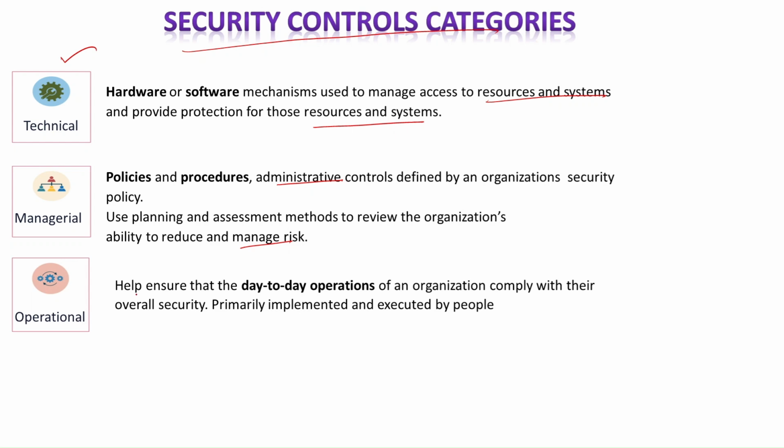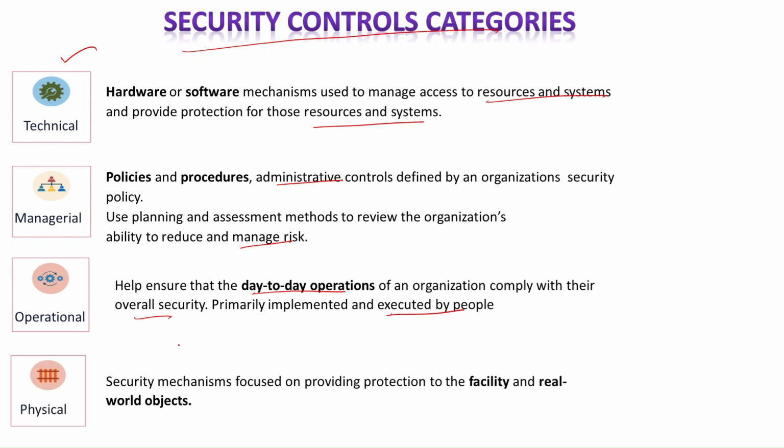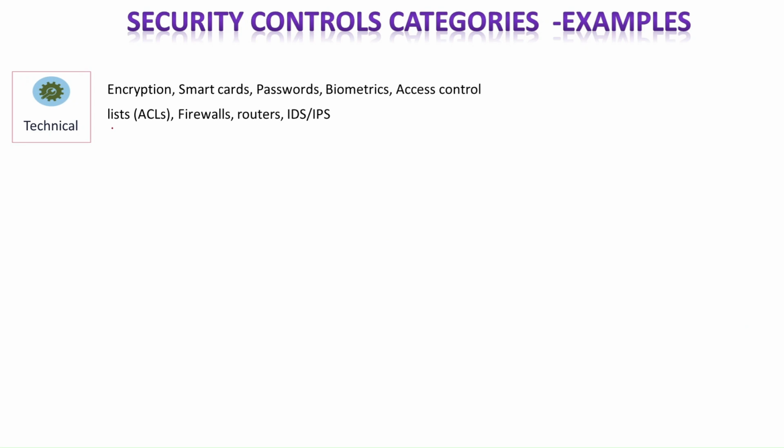The operational controls help ensure that the day-to-day operations of an organization comply with their overall security, primarily implemented and executed by people. While the physical category of control are security mechanisms focused on providing protection to the facility and real-world objects. By facility, we mean buildings such as a data center building. So now let's go through some examples of these security control categories.